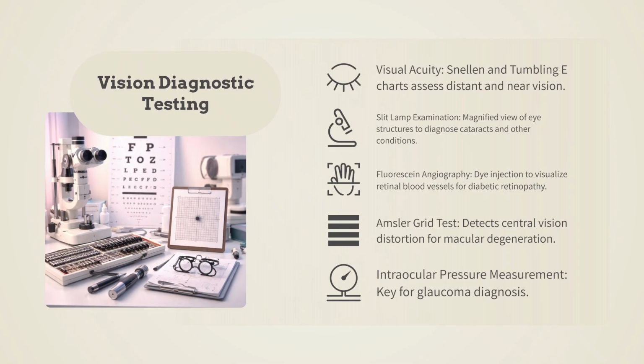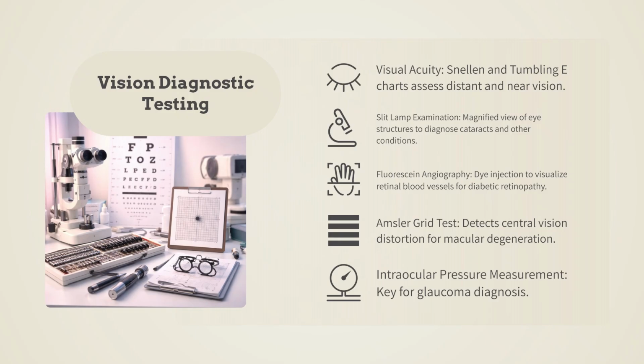So diagnostic testing. We're going to do that visual acuity testing. That tests cranial nerve number 2. We are looking at the Snellen chart and the tumbling E chart. That's the one where the E's are kind of all over the place. We're going to assess their distant and near vision.